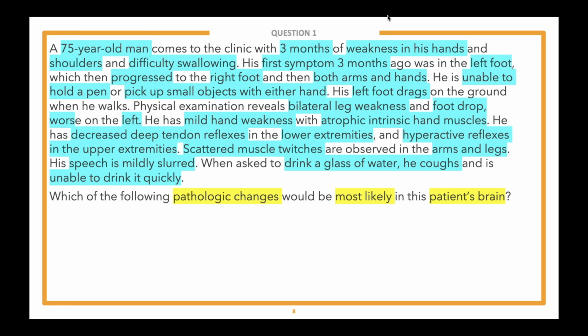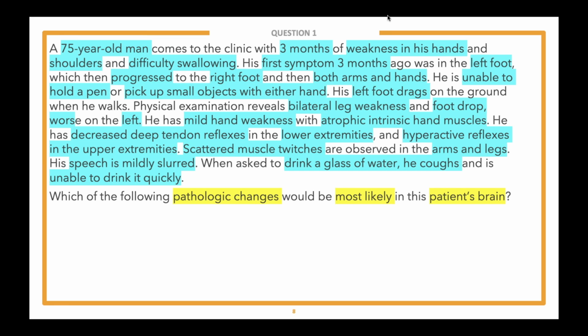So when they're telling us about not being able to pick up objects, having foot drop, having atrophic hand muscles, we are going to have to piece all of that together. They give us some information about reflexes, muscle twitches, all important to take note of there, okay? And you can see that there's a lot there, but it's going to be important to try to use our knowledge of neurology to figure out what's going on, okay?